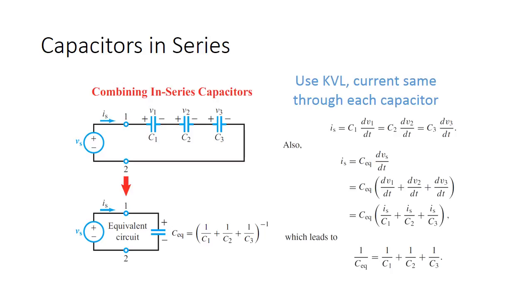And so if we derive that and run through it, essentially you're going to get the equation where 1 over C equivalent equals 1 over C1 plus 1 over C2 plus 1 over C3, or however many capacitors you have in the line there. Which again is the mathematical way of proving that capacitors in series add like resistors in parallel.